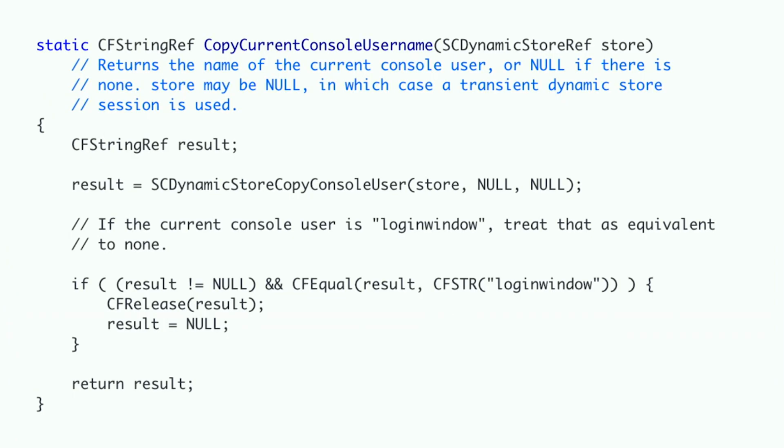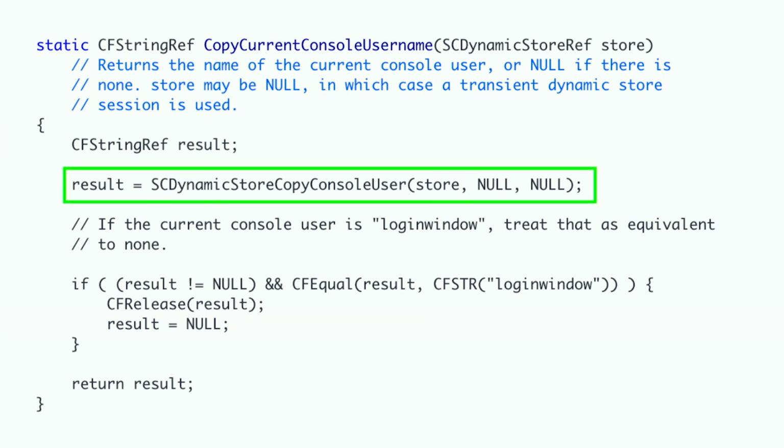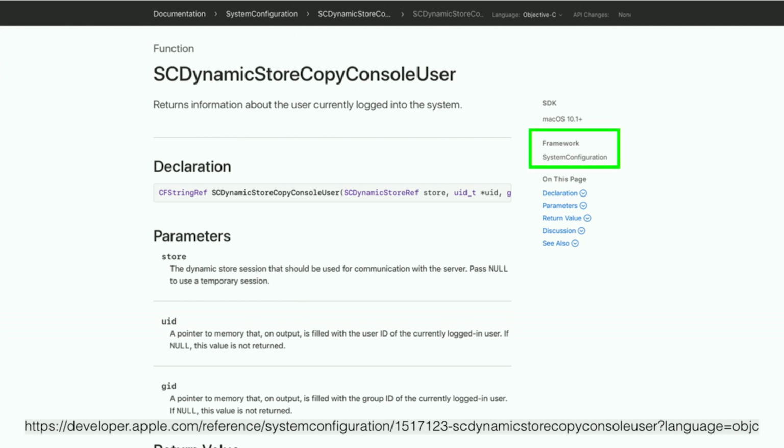And here's that code, made it bigger, and we notice in that first comment there that it returns the name of the current console user. Well, that's exactly what we were looking for. We've been asked, how do I find out the name of the person who is currently logged into the GUI? So this looks good. And there's the call that seems to do it. So result looks like it's going to have the name of the console user. And that doesn't look too difficult to translate into Python. So looking back at the documentation, we see it's in the System Configuration Framework.